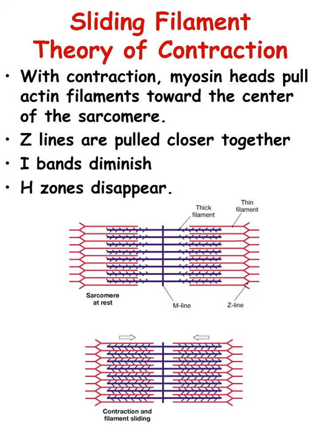The sarcomere narrows or shortens in length, and the I band narrows or shortens in length. The thick and thin filaments, however, remain the same length whether a muscle is relaxed or contracted. It's just the sarcomere that has changed.